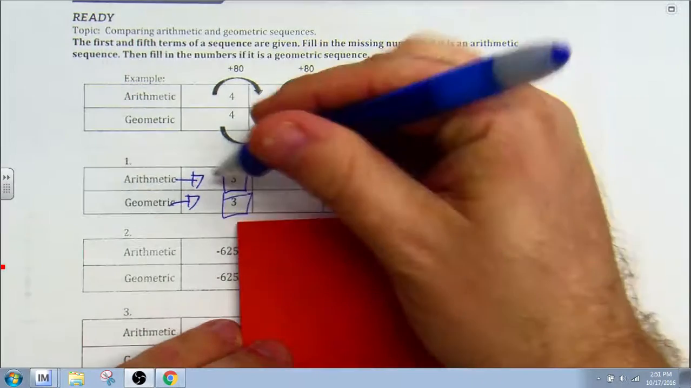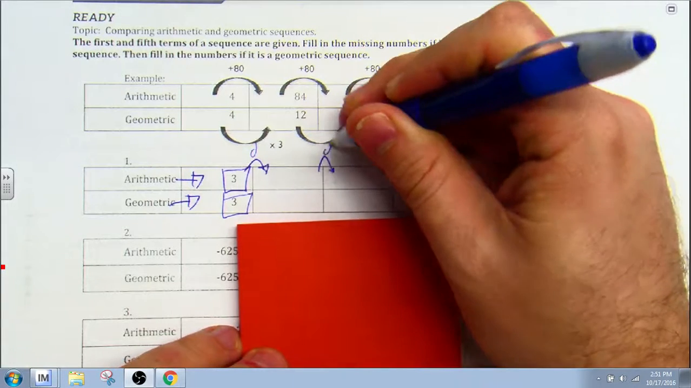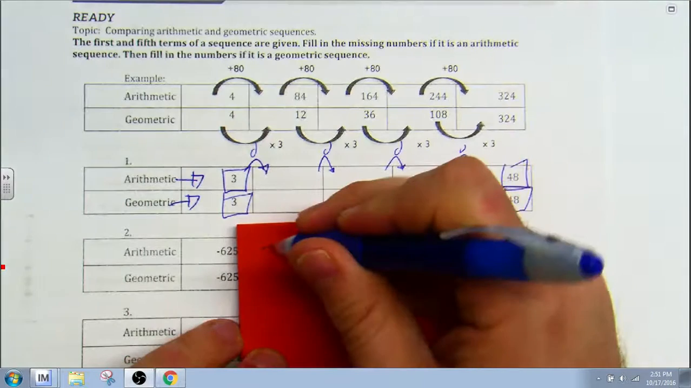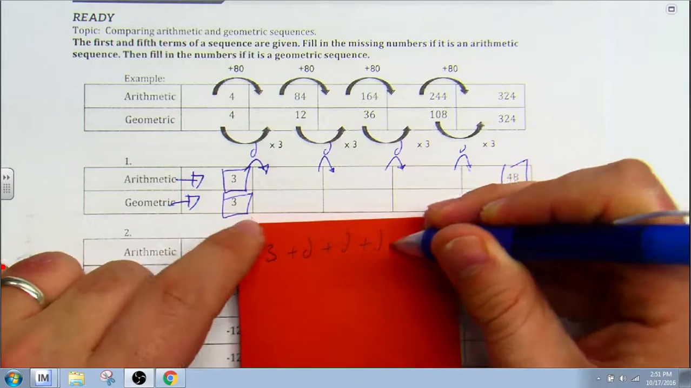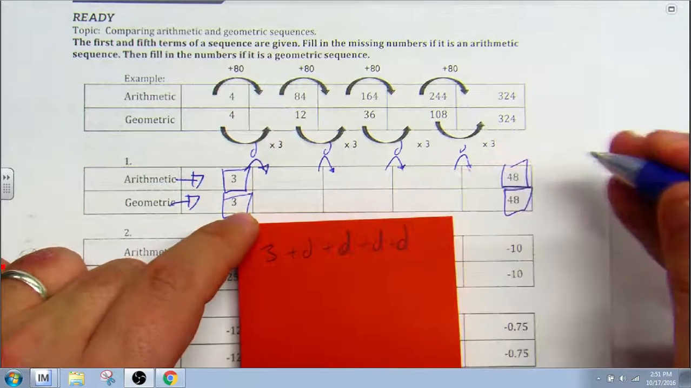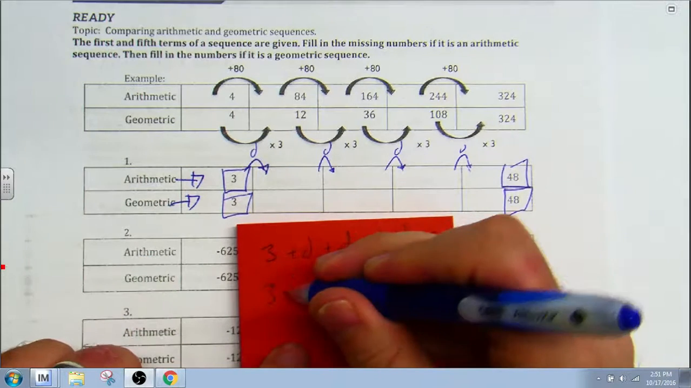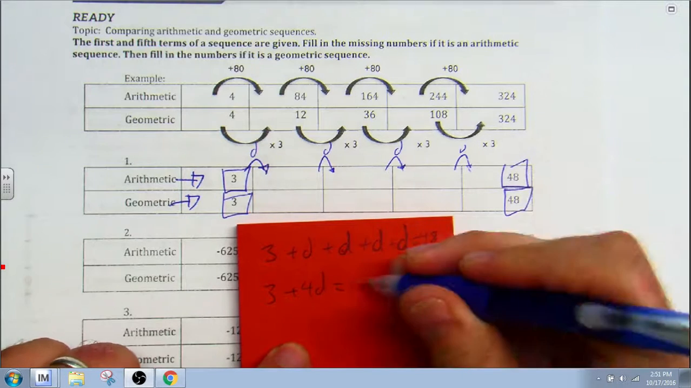When I look at this, I know that I'm adding a difference, adding a difference, adding a difference, adding a difference. So I have 3 plus 1, 2, 3, 4 differences. Whoops, these D's are a little sloppy. It's kind of the end of the day here. And that's going to equal 48. So now I just need to simplify this. This is 3 plus 4D, and that's going to equal 48.